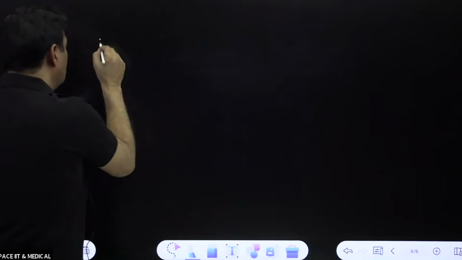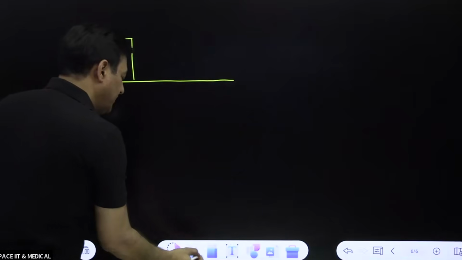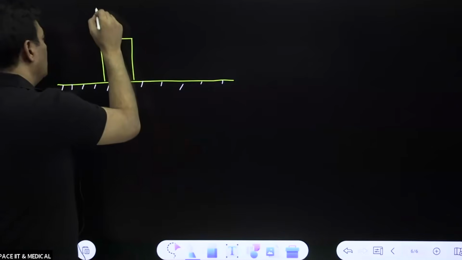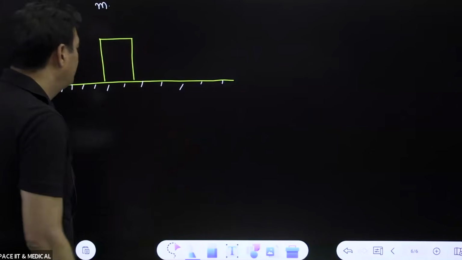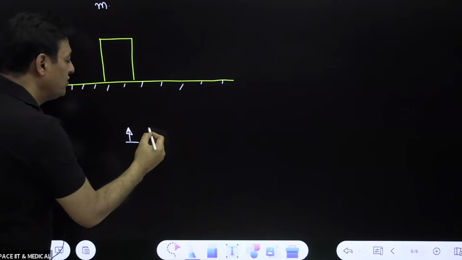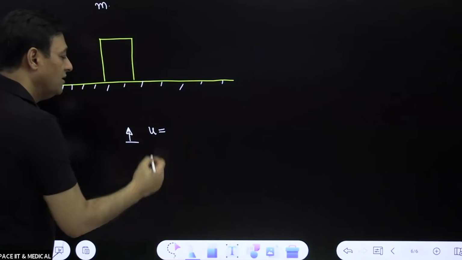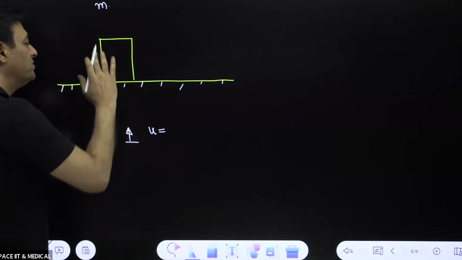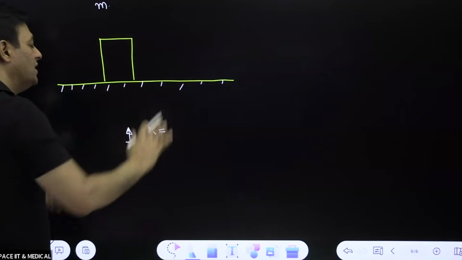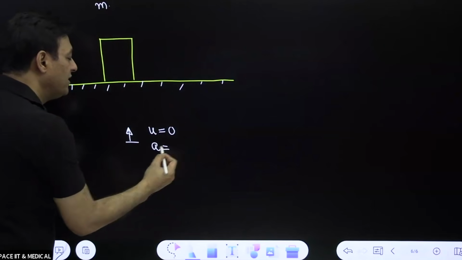Very important. So this is a block kept on a horizontal frictionless surface. This surface has zero friction, no friction. It has some mass m. I am sitting on the ground and observing this. Please tell me, what is my velocity? I am sitting at rest on the ground and observing this table which is at rest relative to the ground. This block is kept on the table, no friction, no force. Now tell me, what is my velocity? Zero. What is my acceleration if I am sitting at rest on the ground?